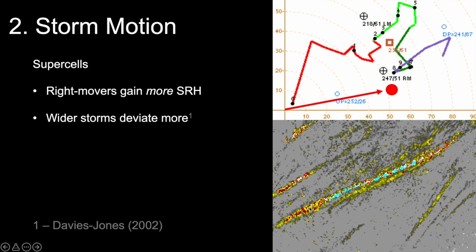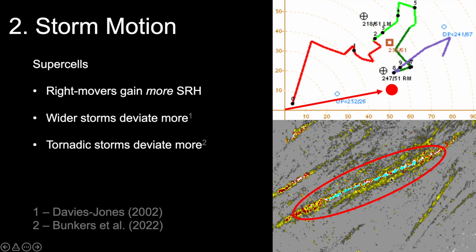And then you can compare this to, say, this mini supercell that occurred about the same time frame, interacting with the same hodograph, but we're actually deviating a lot less. We're moving more northerly, just because we don't have a broad enough updraft to interact with the shear profile the same way this one does.